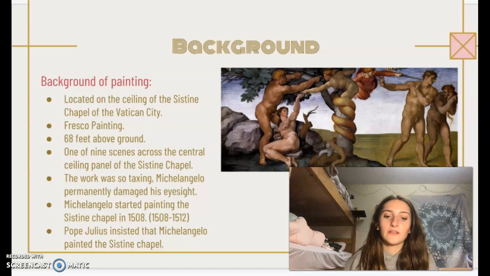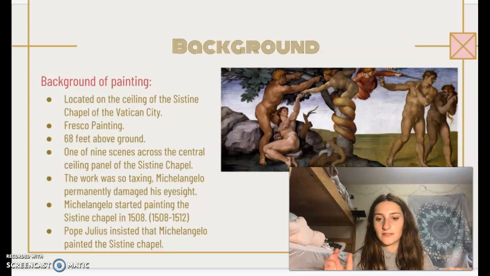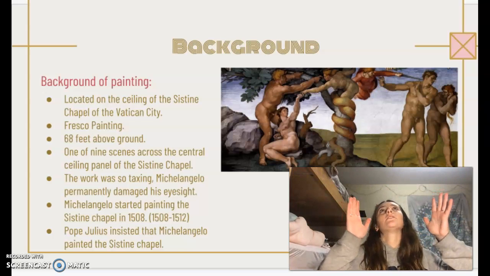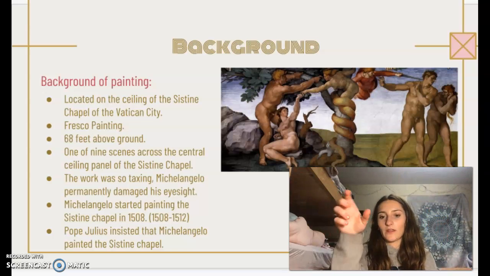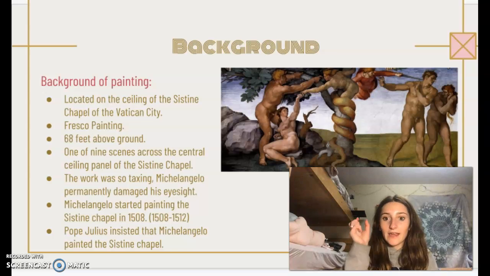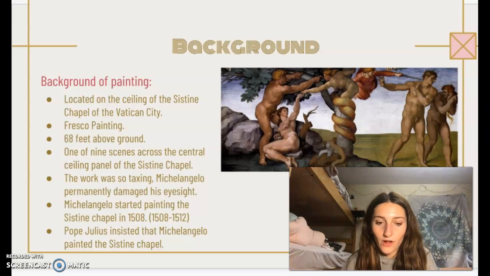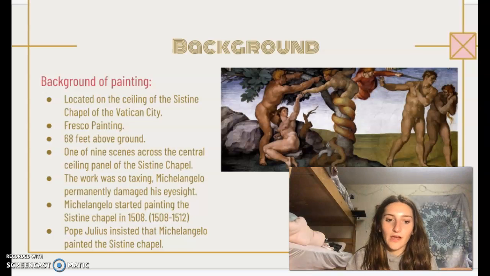Michelangelo painted the series of 9 scenes across the central panel of the Sistine Chapel, which is notably the most important part of the chapel, and the Fall of Man, which is the painting that we are focusing on, is the 6th one in those 9 scenes. So if you look up and you're in the Sistine Chapel, the very center panel, there's 9 scenes, starting with just the creation of light and dark, and then ending with what happens after the fall of man. It's very, very beautifully done.